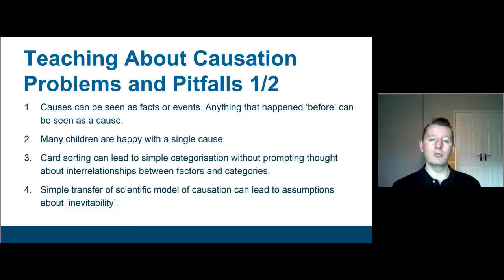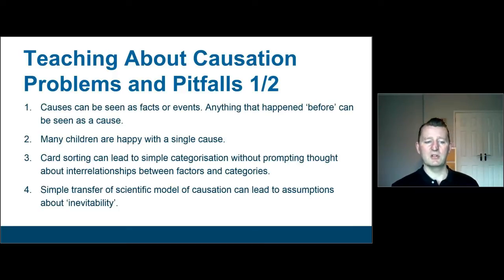So it's important that when we're teaching about causation, we don't forget that it's about relationships and ascribing a purpose or a value in our explanation. It's not just noting that A happened, then B happened, and finally F happened. We need to be aware that many children are happy with a single cause, and the moment a single cause is fitted into their minds, then they think the story is complete.